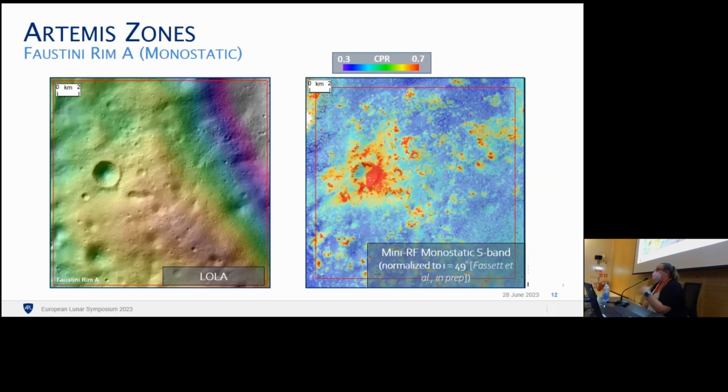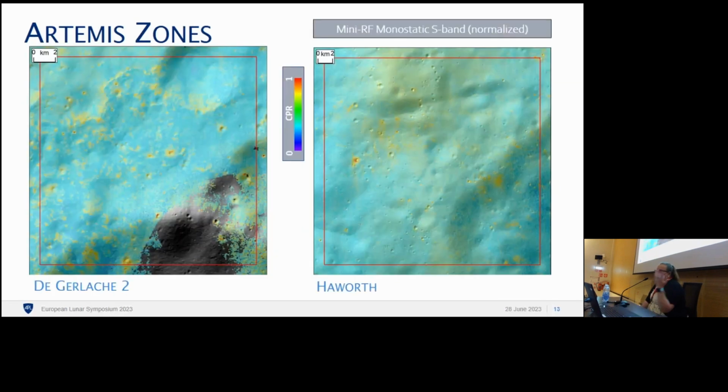And you can do this for the different zones. So this is Faustini Rim. And you see just this beautiful blocky ejecta around this small crater. You can see streaks and different sorts of roughness, things that are happening due to the local geology and the craters that are there. Again, just running through these, you guys have an idea. The Gerlach and Hayworth are a little bit less rocky, a little bit less rough, but you can see these small craters and their ejecta.